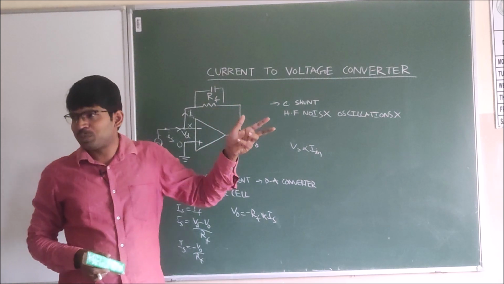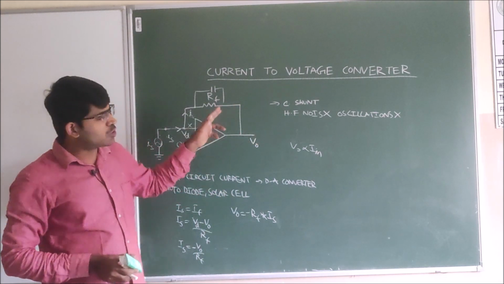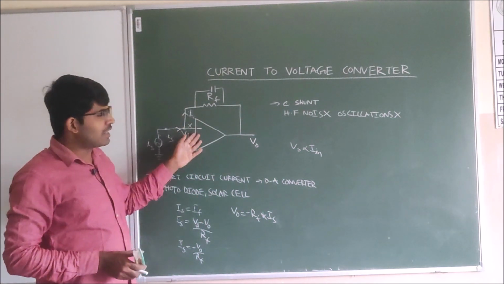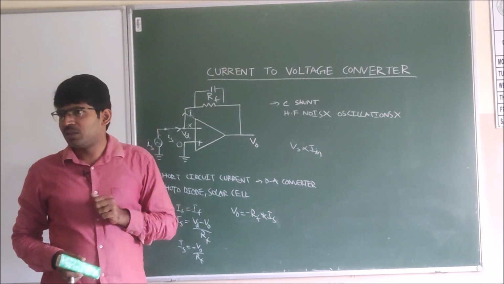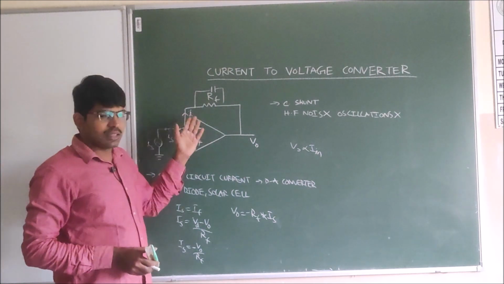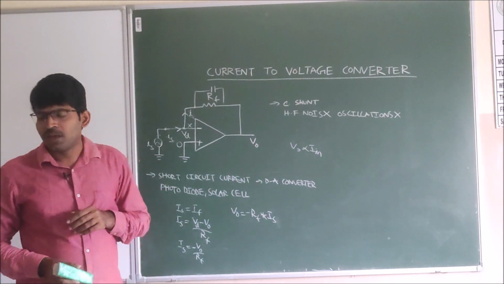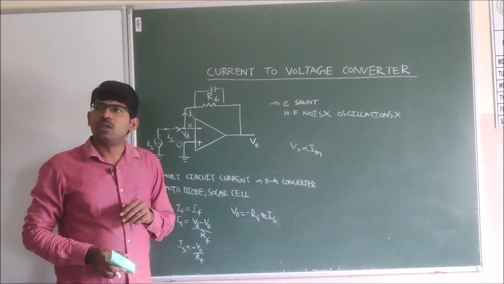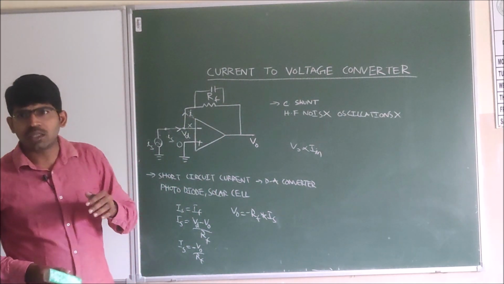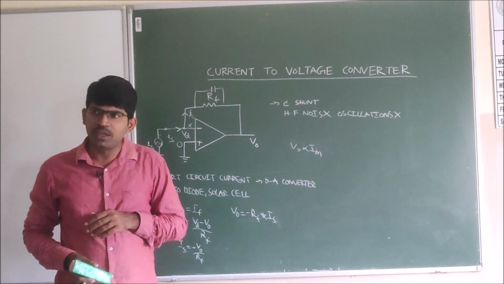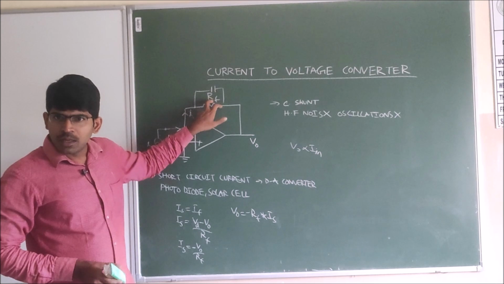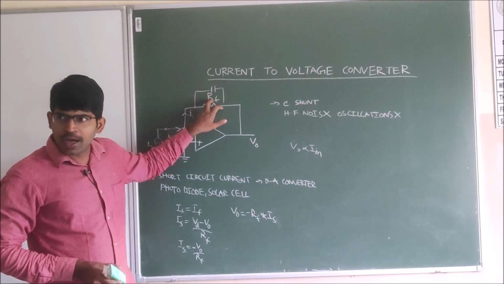When will it be a problem? If the high frequency signal goes through the resistor only, the problem will come. Because it is an inverting mode, we have connected this one in inverting mode. The output to input voltage: so the output voltage V0 is equal to minus RF by R1 into Vin. This depends on the signal that is going through the RF.